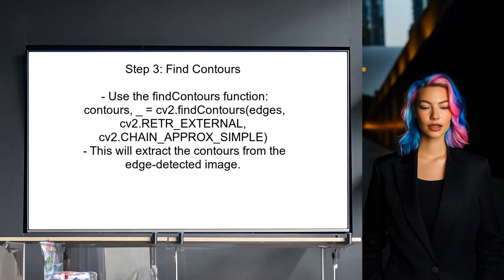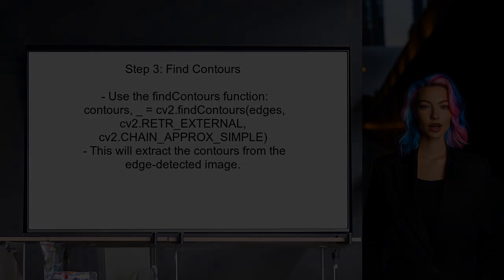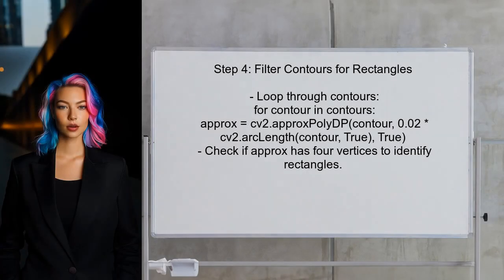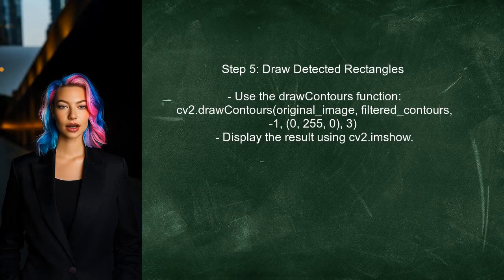After detecting the edges, the user should find contours in the image. This will help in identifying the shapes present, including the incomplete rectangles. Now the user can filter the contours to identify potential rectangles. This involves checking the shape and number of vertices of each contour. Finally, the user should draw the identified rectangles on the original image for visualization. This will help in confirming which rectangles were detected.